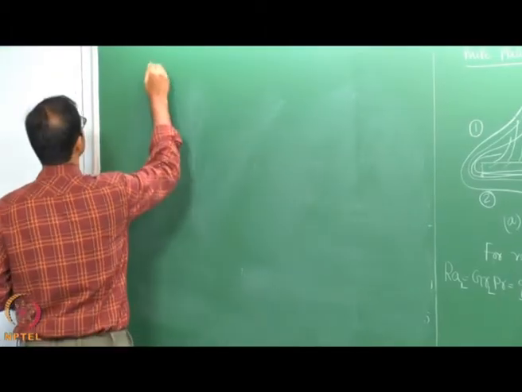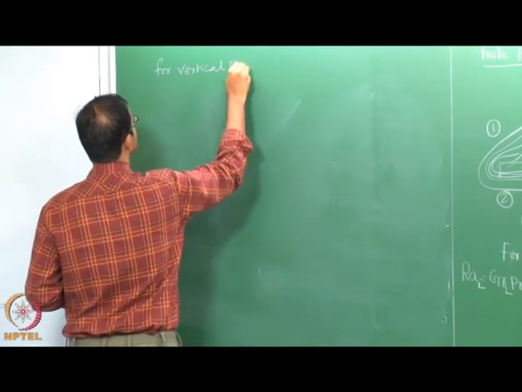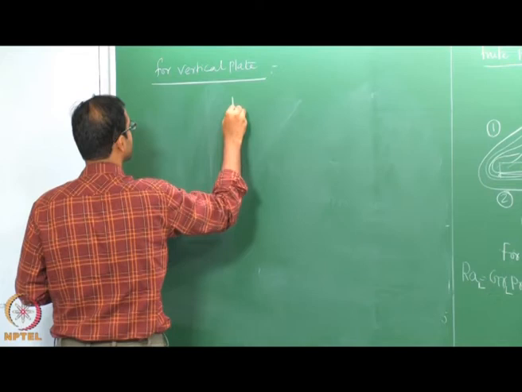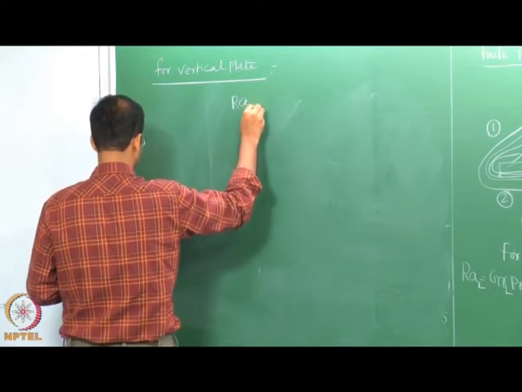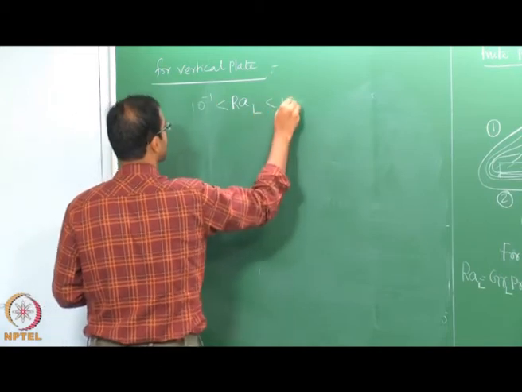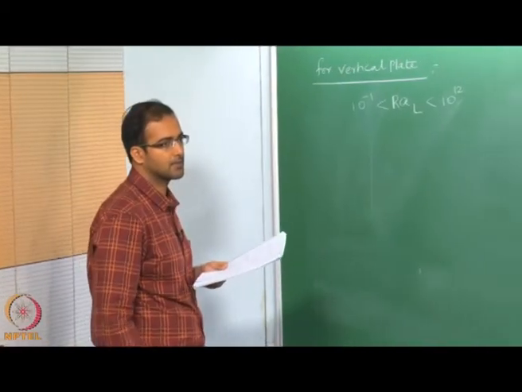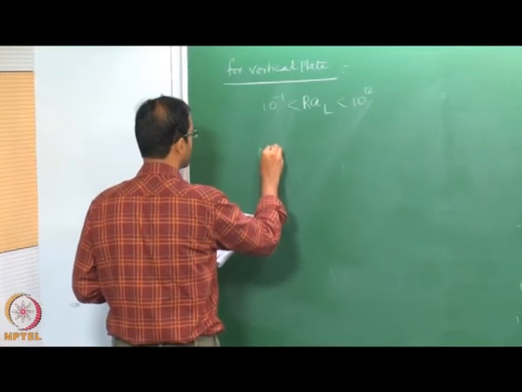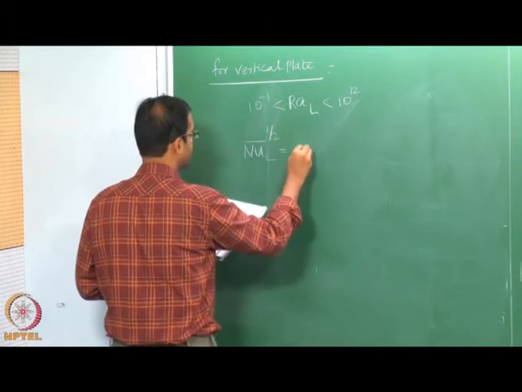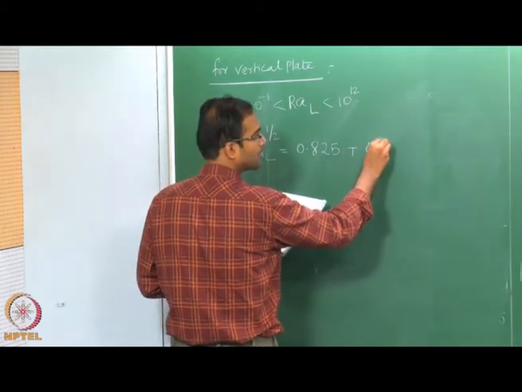So, I will also give you their correlation for the vertical flat plate, which is of the same form. So, for vertical plates, this is valid for Rayleigh number from 10 power minus 1 to 10 power 12, and this is the correlation for the average Nusselt number based on the length of the plate, not the local Nusselt number. This is a similar form; instead of the 0.6 you have 0.825, but this also is the same.